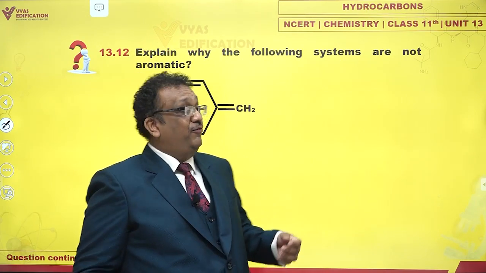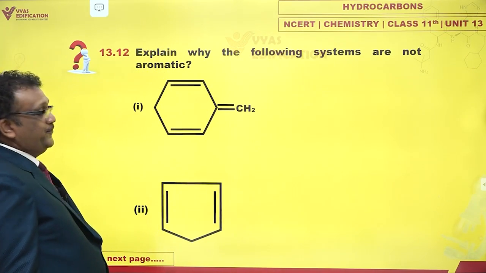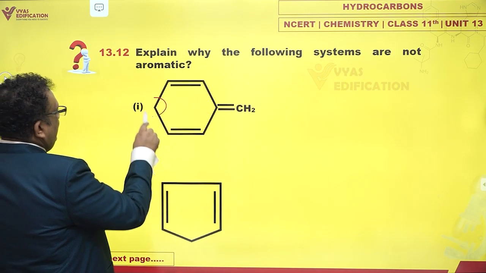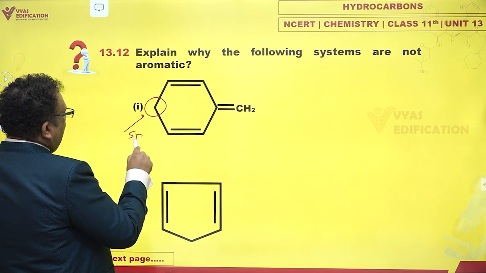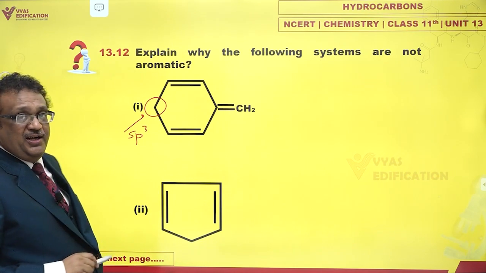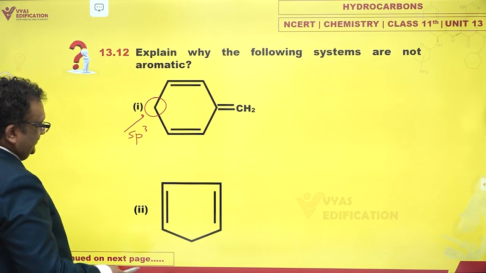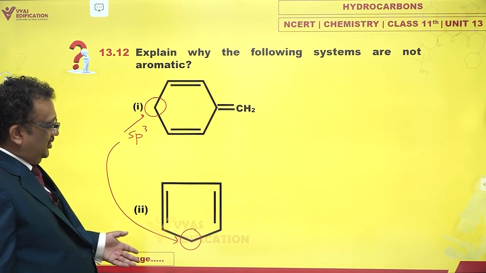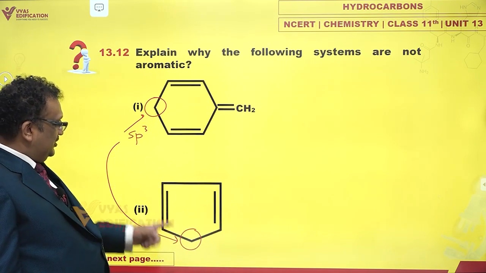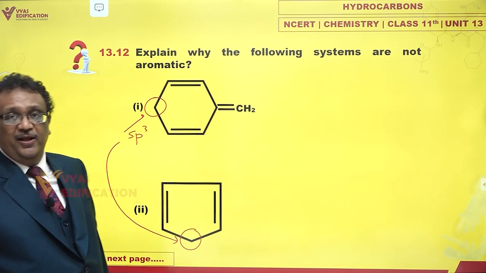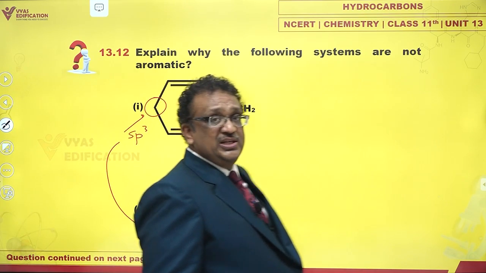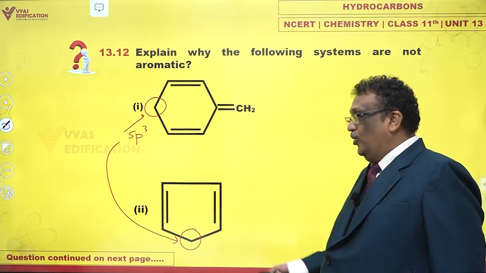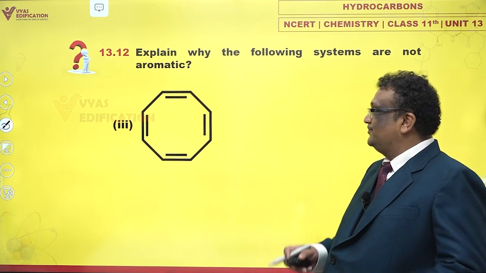Explain why the following systems are not aromatic. Well, look at this. Within the ring, the moment you have an sp3 atom, it will never be aromatic. So in 1 and 2, the obvious sin is the presence of an sp3 hybrid atom in the ring. In such a case, the system becomes non-aromatic.